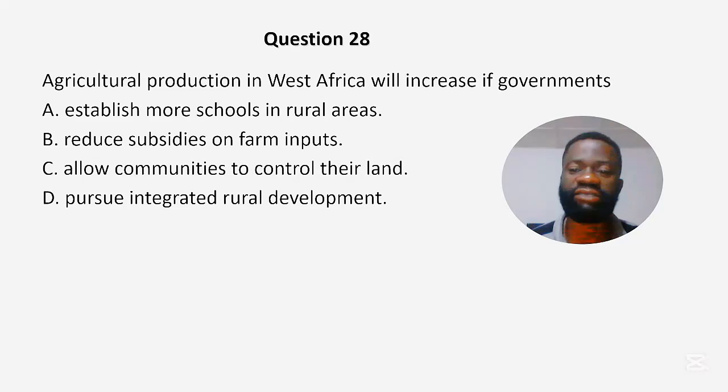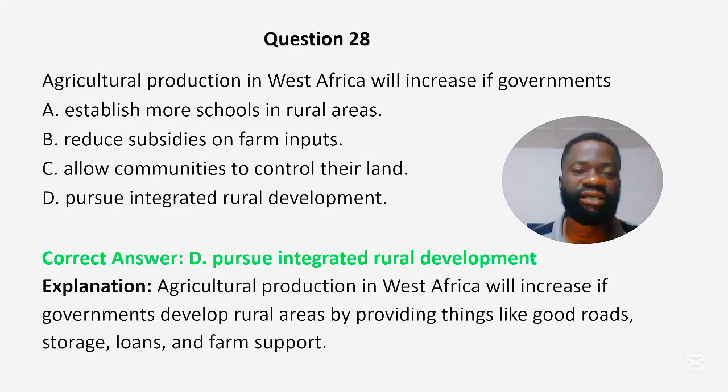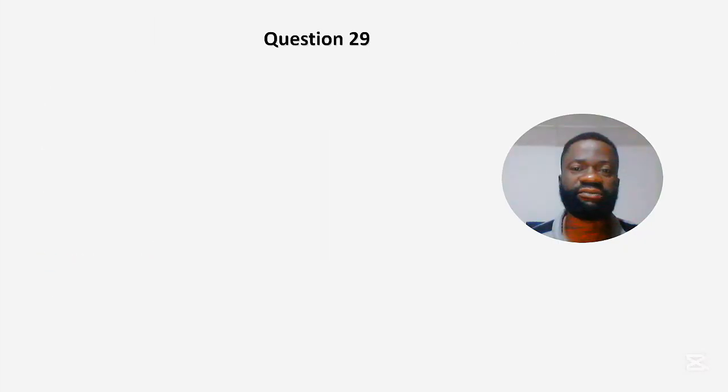integrated rural development. The correct answer is option D, pursue integrated rural development. Agricultural production in West Africa will increase if government develops rural areas by providing things like good roads, storage, loans, and farm support.